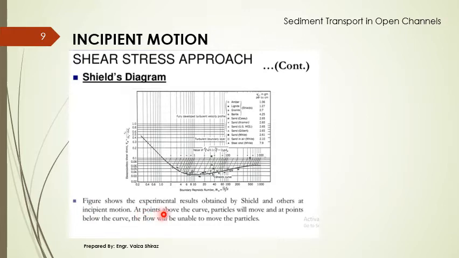At the points above the curve, particles will move, and at the points below the curve, the flow will be unable to move the particles. So this is the limiting value for the shear stress. So all the particles which are having the parameter lying above this line, they will show the movement, and all the points which are lying below this line, they will not show any movement. Further, this diagram has been modified by different researchers based upon their research. So this is the basic diagram which is given by Shields.